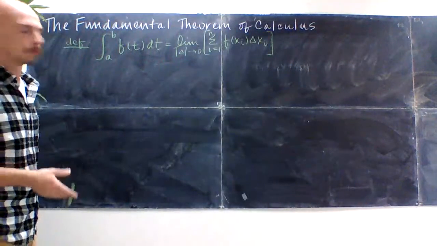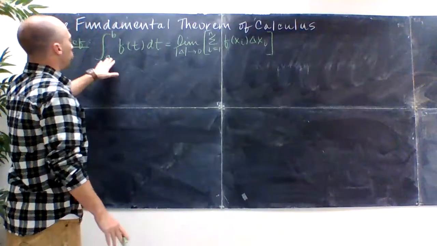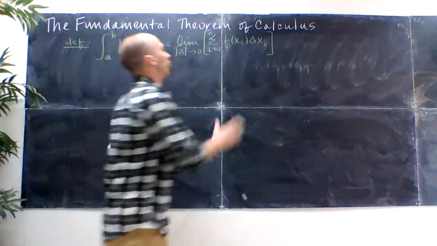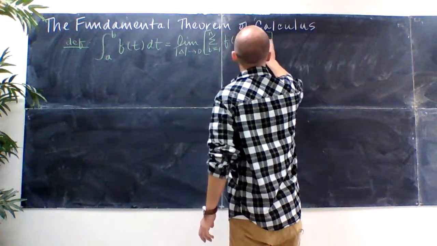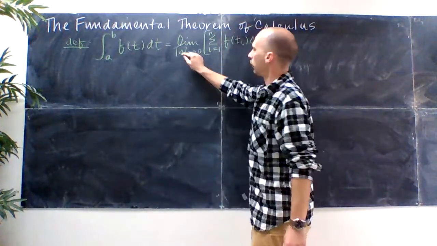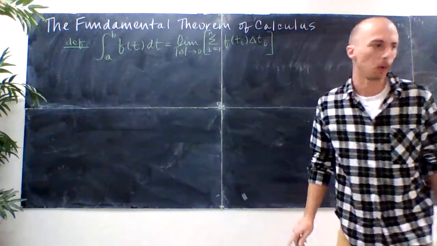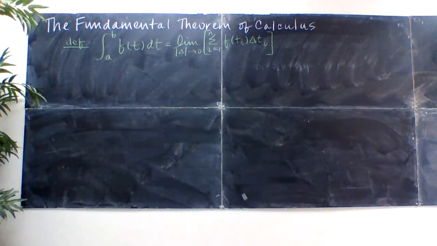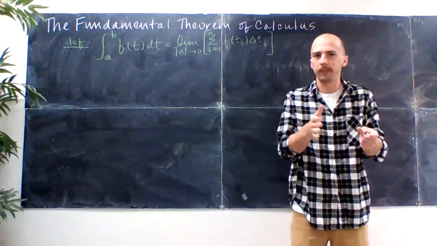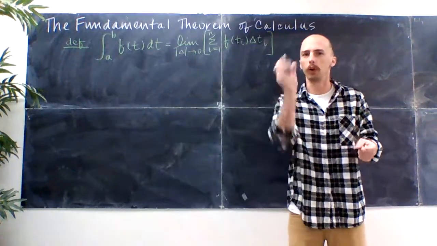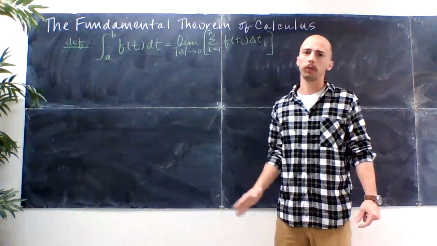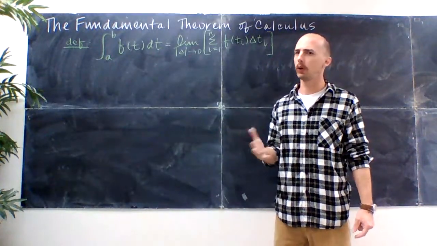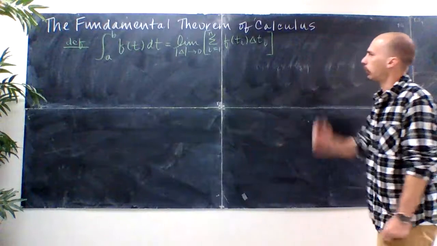pardon me, I used x instead of t over there, but the integral from a to b of f of t dt is the limit of the Riemann sums where the norm of the partition is going to 0. Specifically what that means is that, when we're going to cut up our interval into slices to run a Riemann sum on it, we need that the width of the largest subinterval is going towards 0.